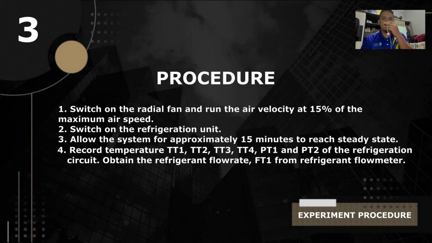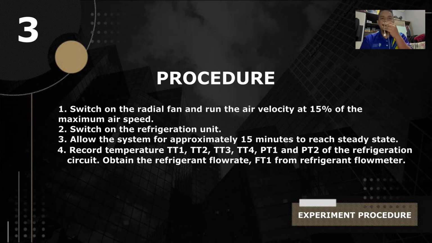After that, for the procedure, first we must switch on the radial fan and run the air velocity at 15% of the maximum airspeed. Second, we must switch on the refrigeration unit. Third, allow the system approximately 15 minutes to reach a steady state. Fourth, record the temperatures TT1, TT2, TT3, TT4, PT1 and PT2 of the refrigerant circuit and obtain the refrigerant flow rate FT1 from the refrigerant flow meter.